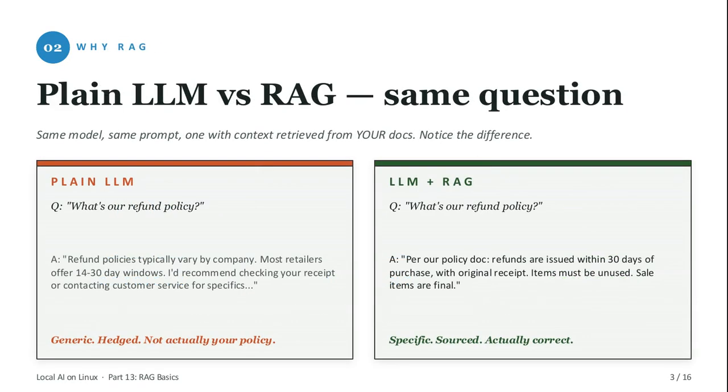To see why that matters, picture asking the same question to 2 systems. Ask a plain LLM about your refund policy and you'll get a hedged generic answer. 14 to 30 days, check your receipt, contact someone. Technically not wrong, but it's not your policy. Hand that same model a chunk from your actual policy doc, and suddenly it answers with the real numbers, the real conditions, the real edge cases. Same model, same prompt. The only difference is grounding.